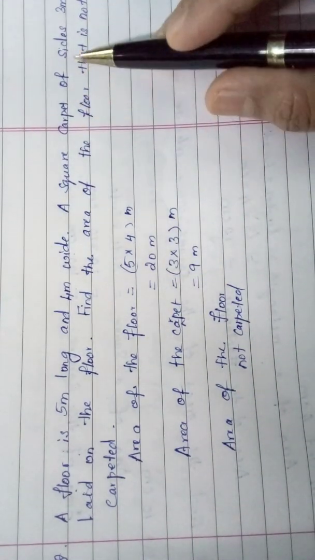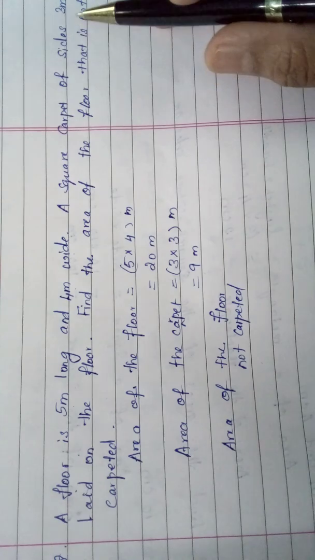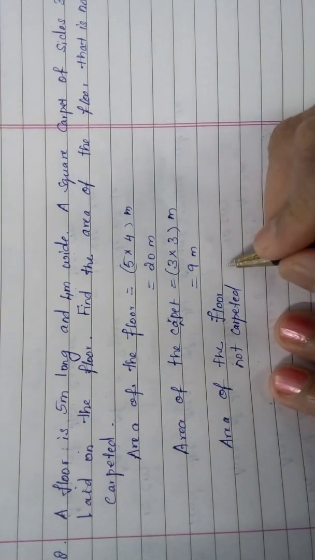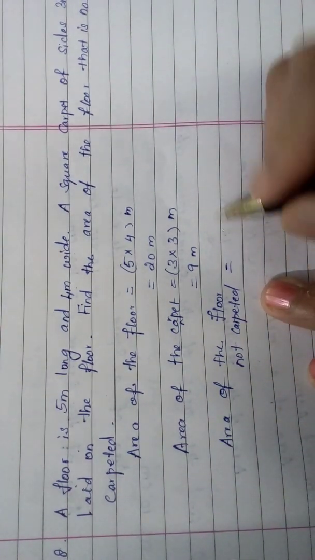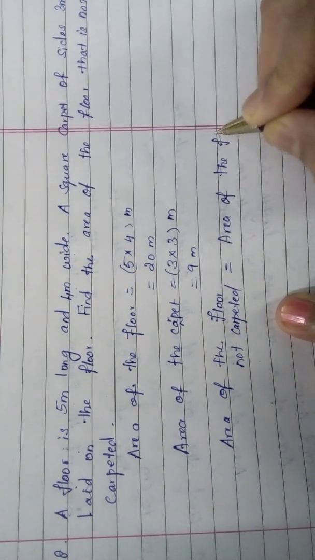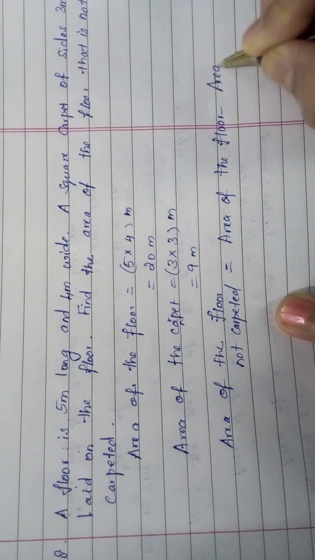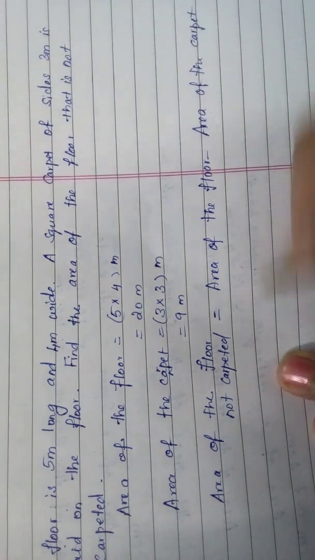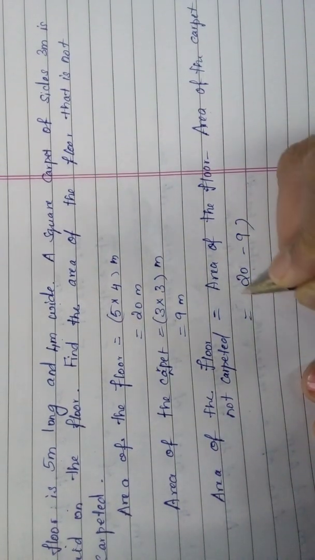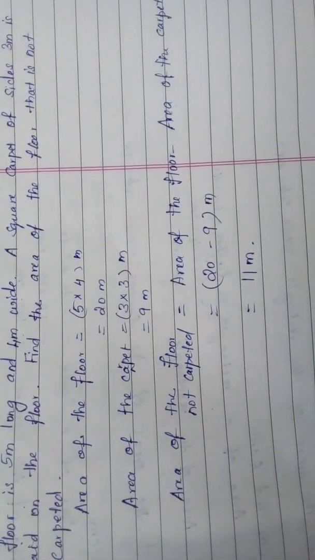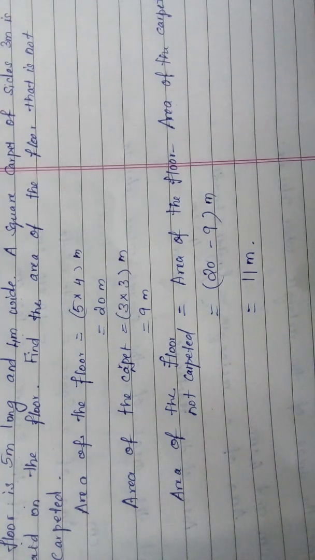A square carpet, so it is a square, what is the area? Side into side, so that is 3 into 3, that is 9 meter. So, area of the floor not carpeted is equal to the area of the floor minus the area of the carpet. That is nothing but 20 minus 9 meter, that is how much? 11 meter. What is the area of the floor not carpeted? 11 meter. Understood, children?